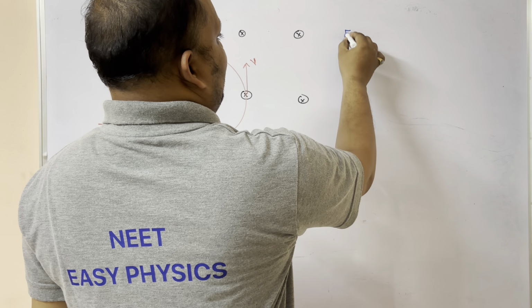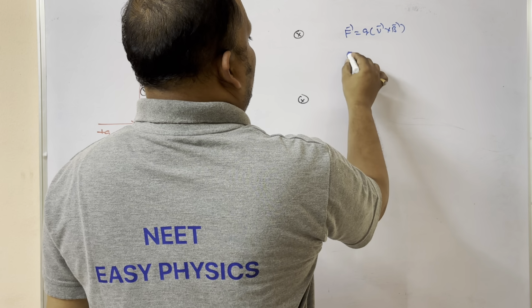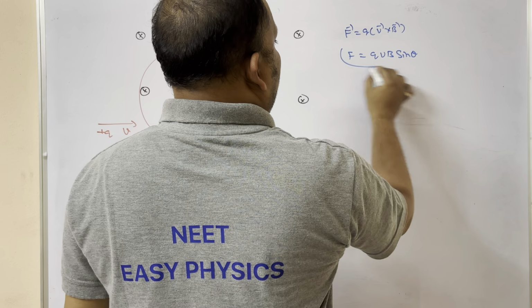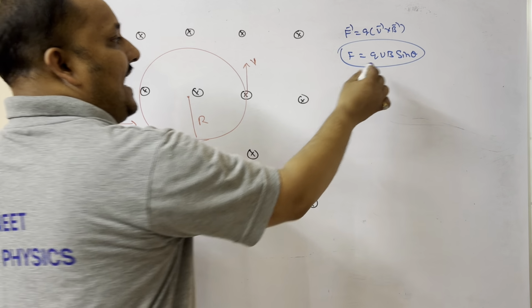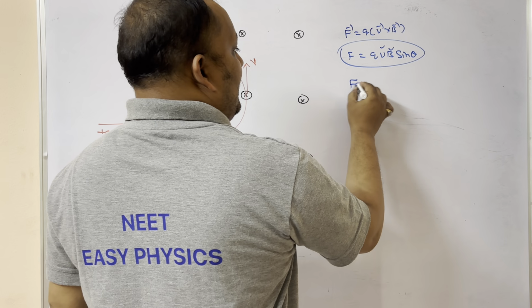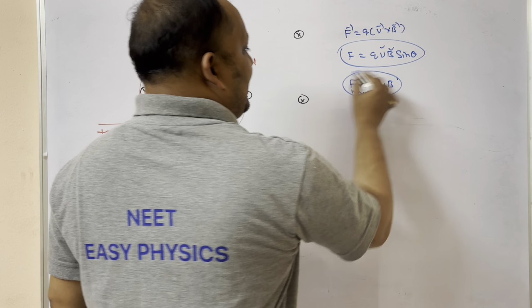Now, what is the force acting on the charge? F bar is equal to q into v bar cross B bar. So F is equal to qvB sin theta. Now, what is the angle between v and B? We said here 90 degrees. Therefore, F is equal to qvB. This is the maximum force.